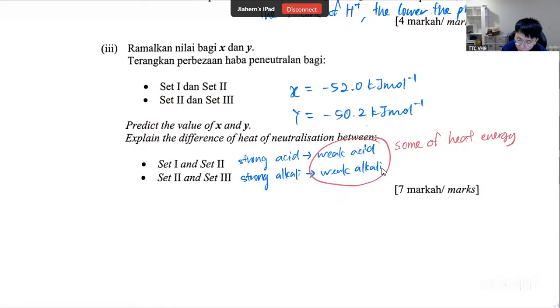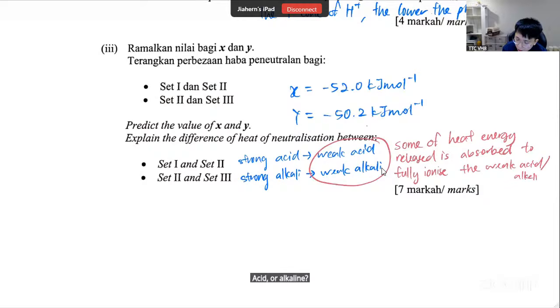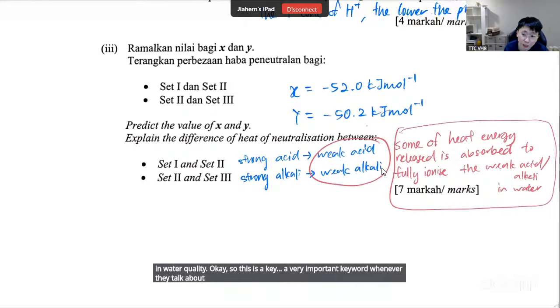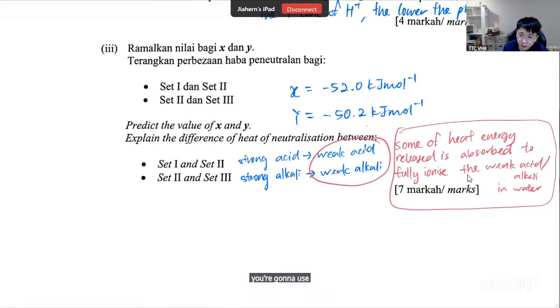Sorry, it's exothermic, heat energy is released, absorbed to fully ionize the weak acid or weak alkaline in water. Okay, so this is a very important keyword. Whenever they talk about weak acid or weak alkaline, you're going to use this keyword. Okay, as the last sentence, guys, as the last sentence.